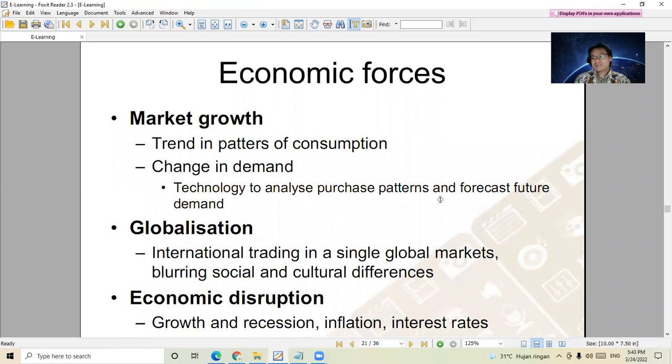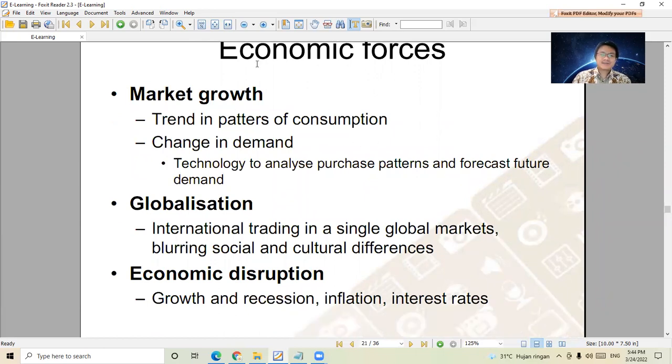As we mentioned previously, there are two factors that are the most influential to digital marketing. First, we already discussed that in quite some detail, the technology. Let me turn on the light. It's already dark here. The second one is the economic forces.